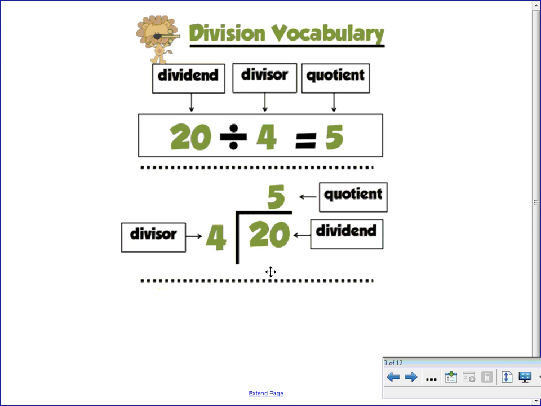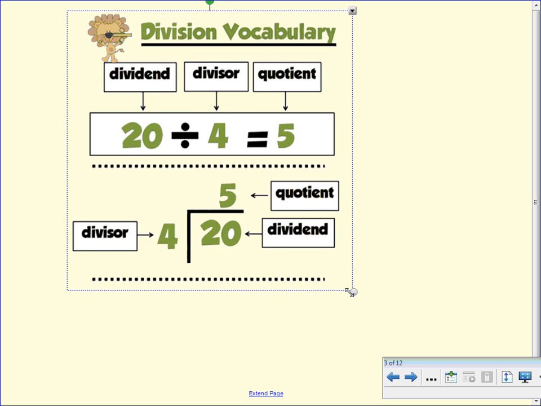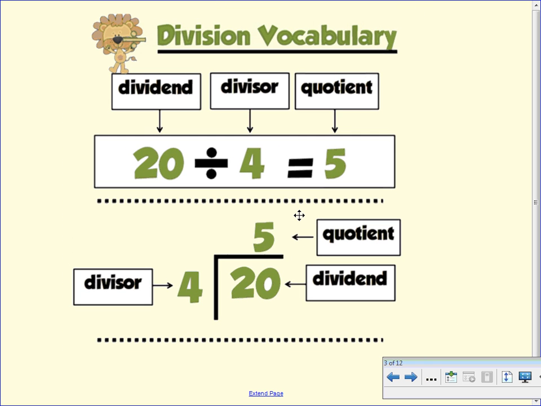So I suggest taking out a sheet of loose leaf paper and leave some room below and copy down your division vocabulary. We have the dividend divided by the divisor equals the quotient. And remember, the dividend is on the end.